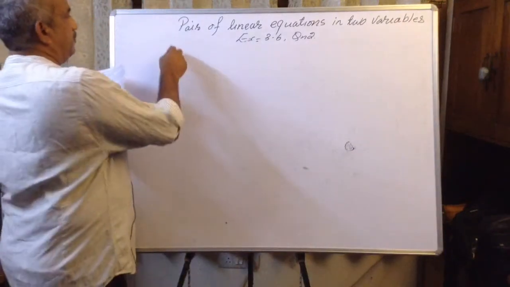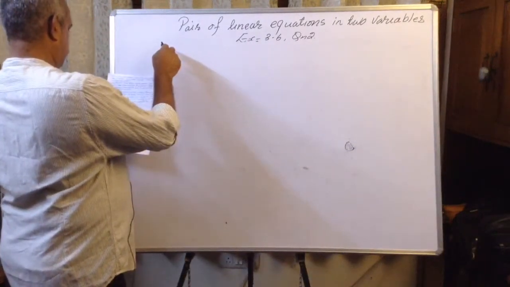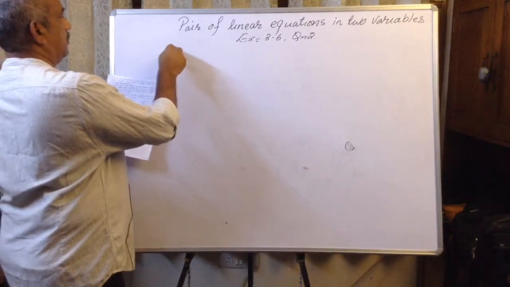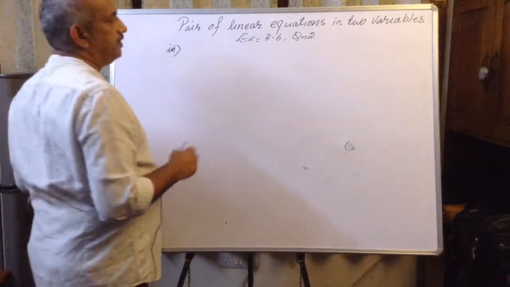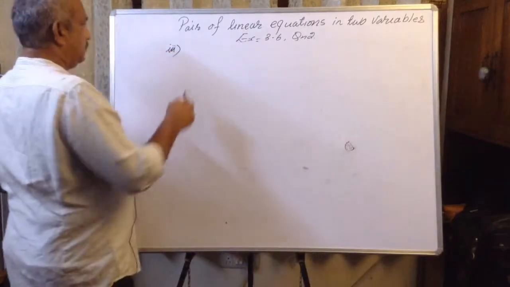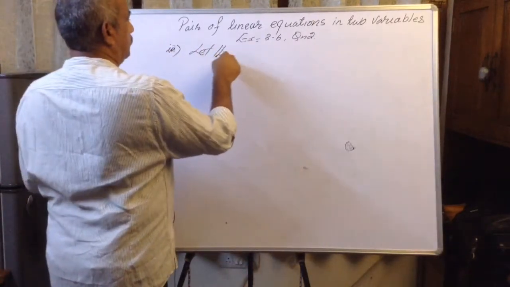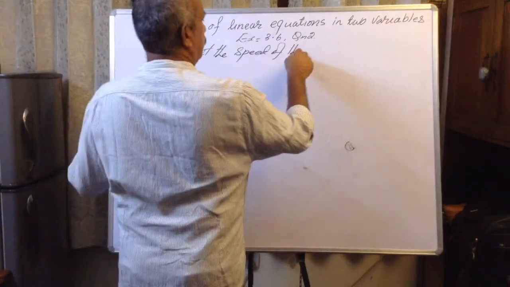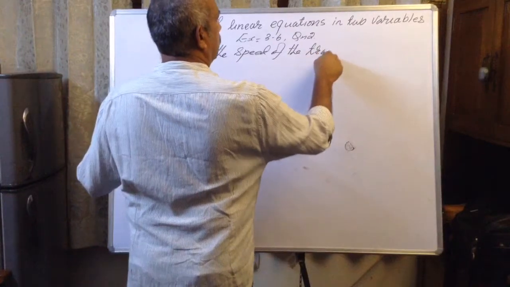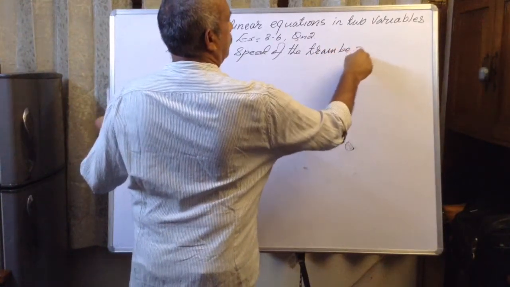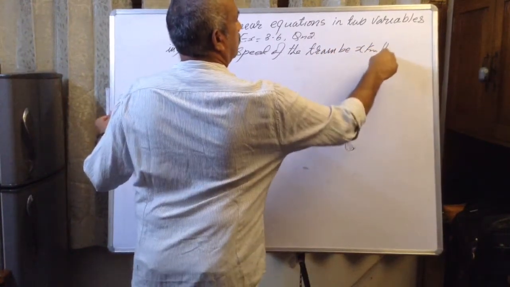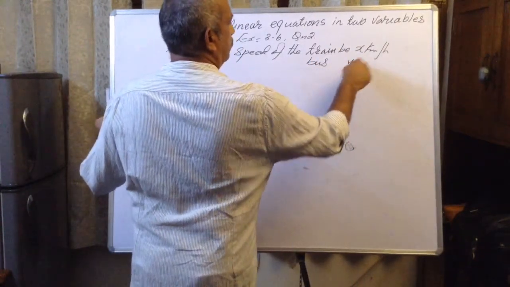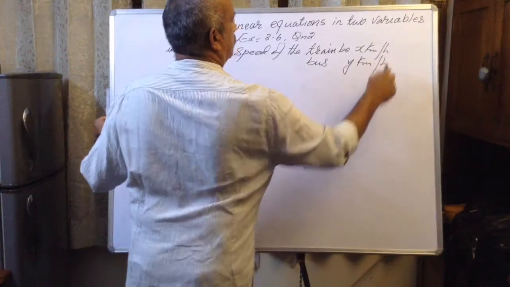So same, this is third part. Actually 3 questions only, we did few questions extra. So let the speed of the train be x kilometer per hour and bus y kilometer per hour.